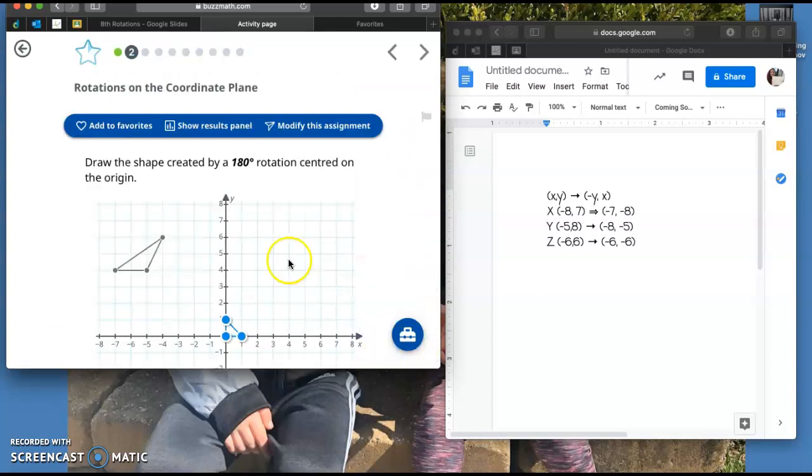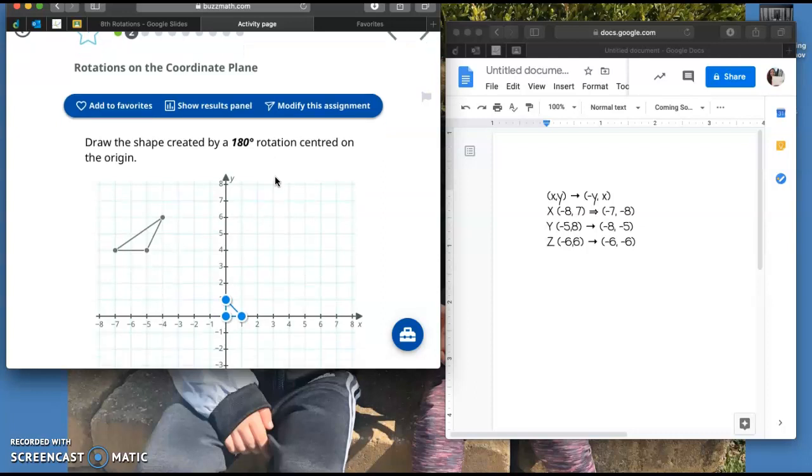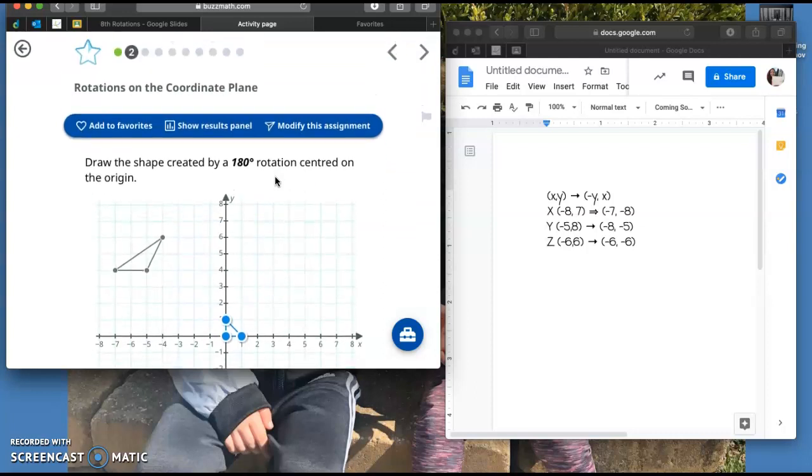All right, next page, 180 degree rotation. So notice that the rules aren't there anymore. You need to go back to the slideshow for the rules. 180 degrees is the easy one, so hopefully you guys do well on it. Just write the rule down and then follow the steps. Shouldn't be complicated. You guys can do this. All right, keep these things in mind.